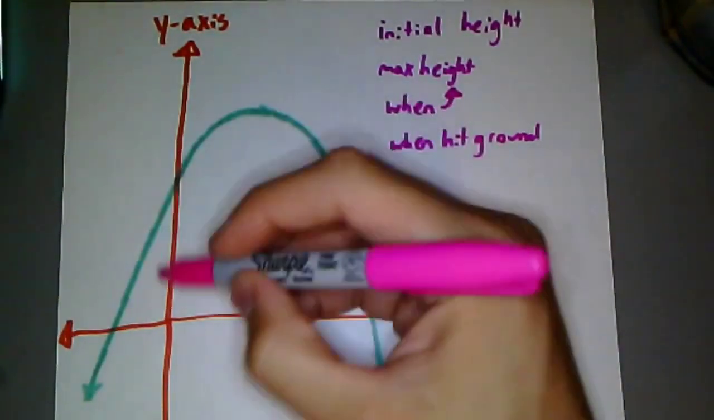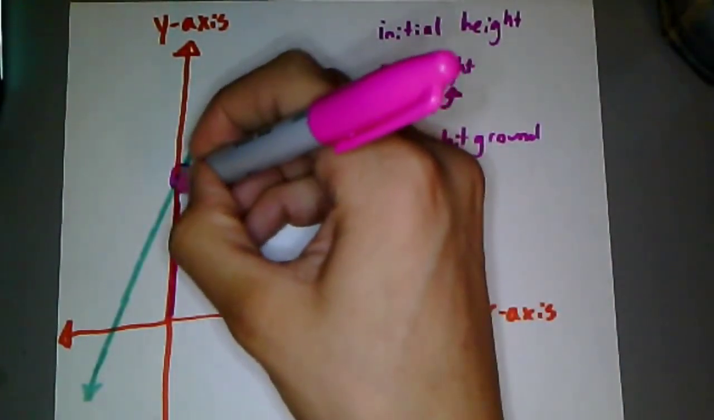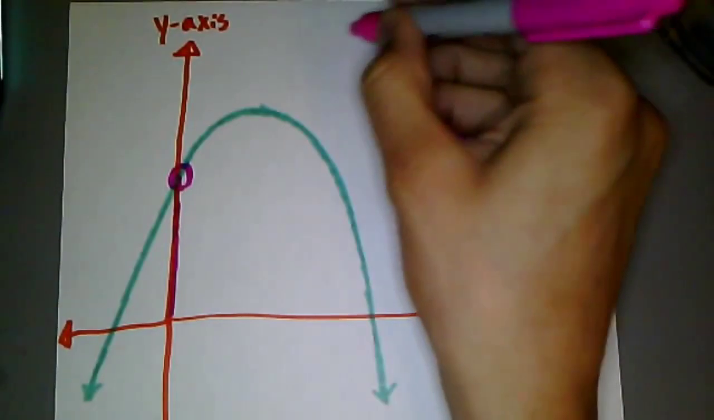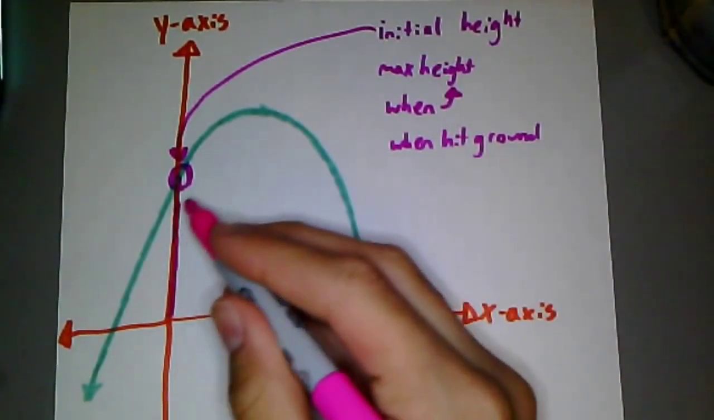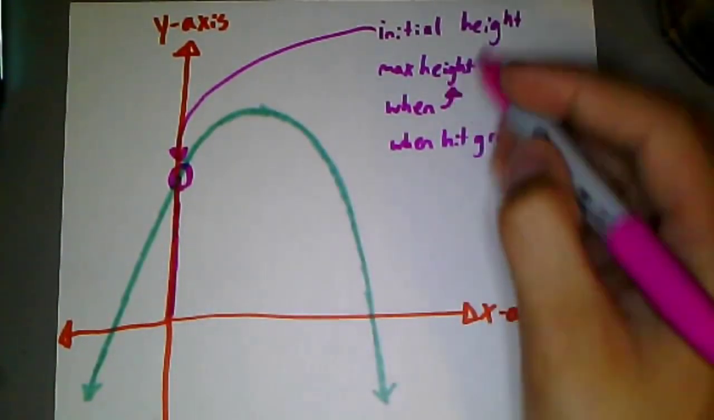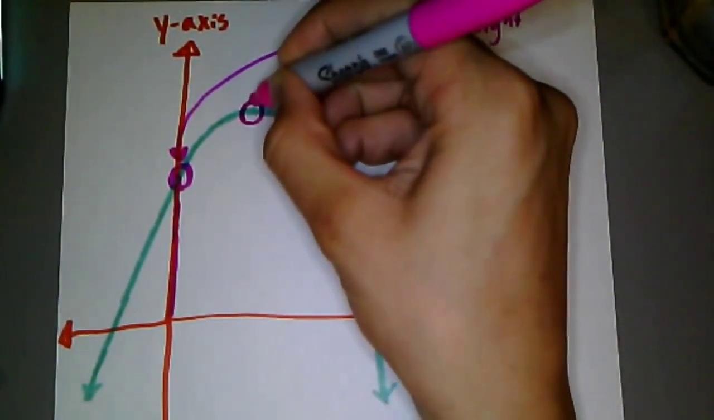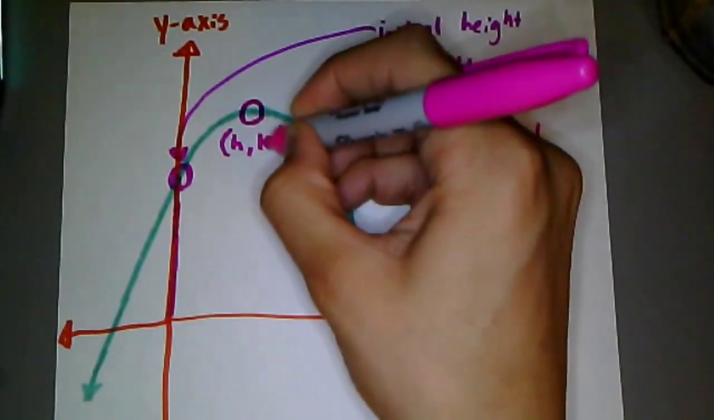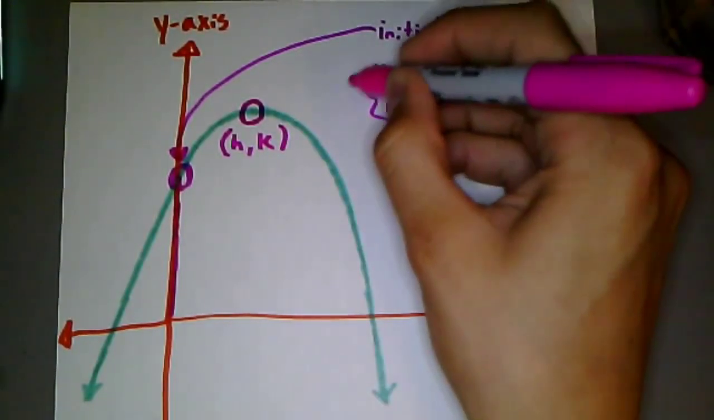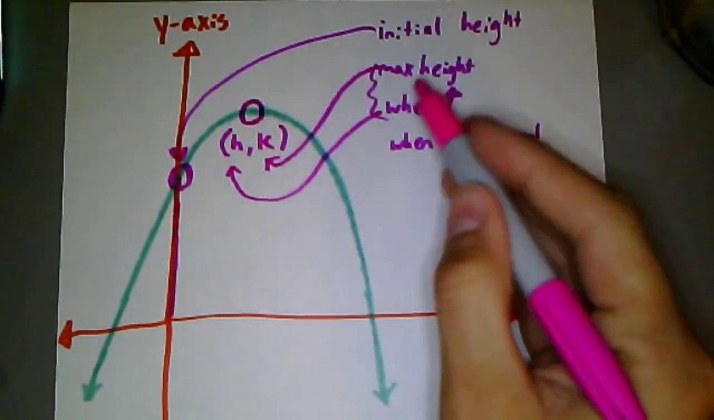The initial height, we want to look at the y-axis. The initial height is whenever it hits the y-axis. All right? That's the initial height. Whatever the y value is here, that's it. Now to find the max height, and when we hit the max height, we're going to be looking at this vertex point. Right? This is a point where we have h and k. The max height is k, and when we hit the max height is h. So if we can find that point, we find both these answers.